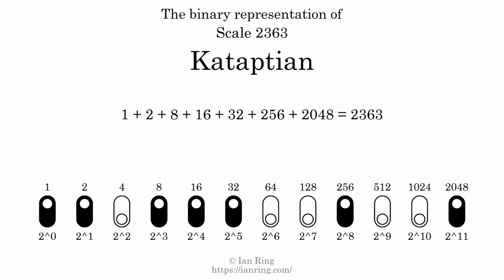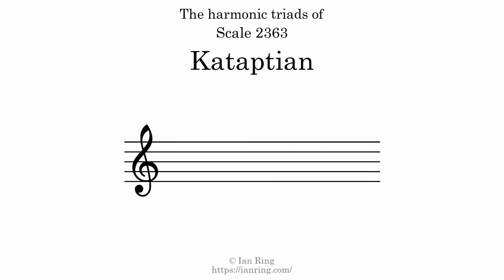The powers of 2 that are present in the scale, all added together, equals 2363. That is why the scale number, in decimal, is 2363. The scale number not only enumerates the scale with a unique index, but it also literally describes the tonal content of the scale. Represented as a binary number in base 2, the scale number is 1001001111011. Here are the harmonic triads present in this scale.